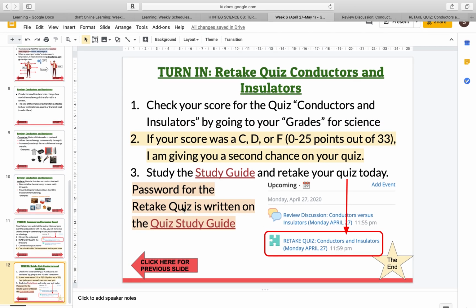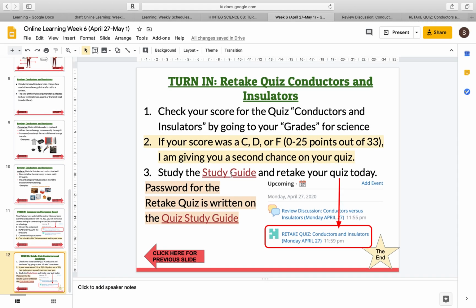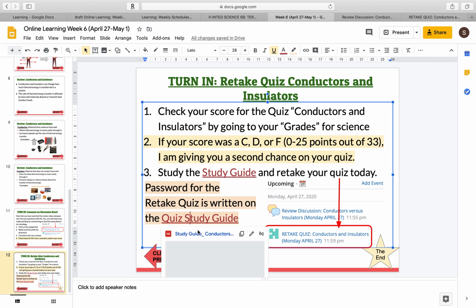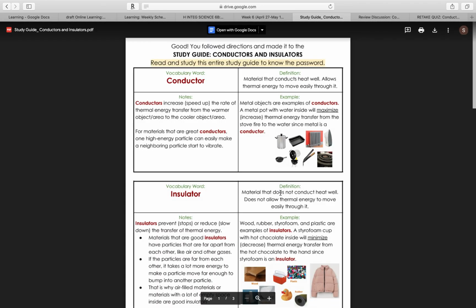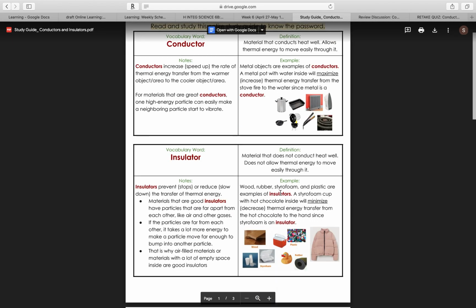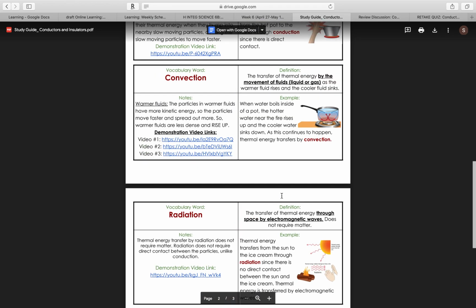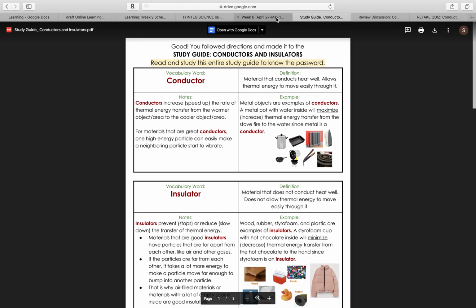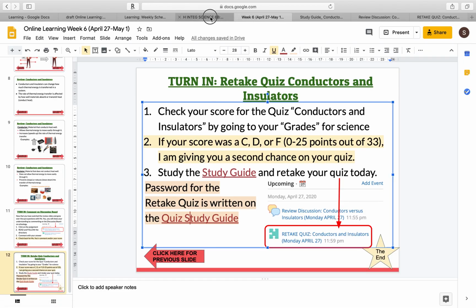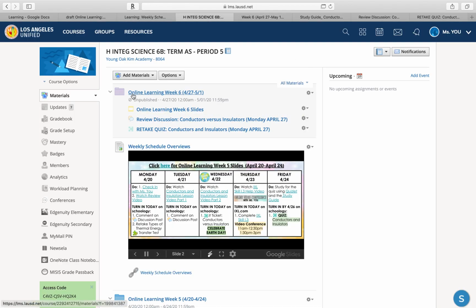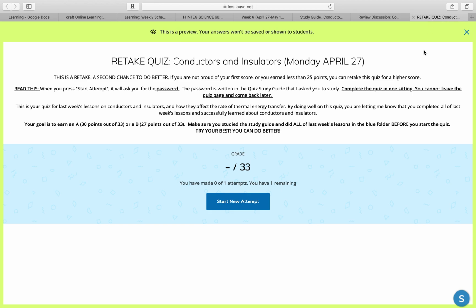So how can you find your study guide? You're going to click right here, study guide, and you can open the study guide, and the password is written in here. If you read through all of the information and you study, then the password is written at the very bottom. Okay, so then to take your quiz, you're going to come to our purple folder and press retake quiz right over here, and then you can retake the quiz.